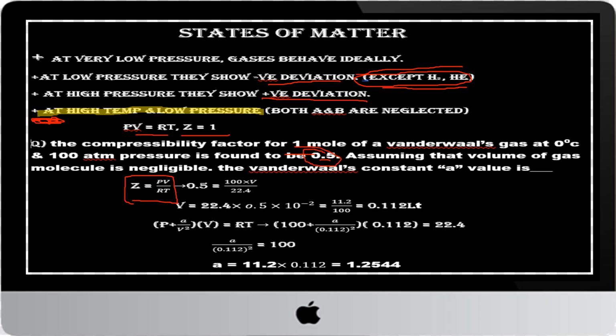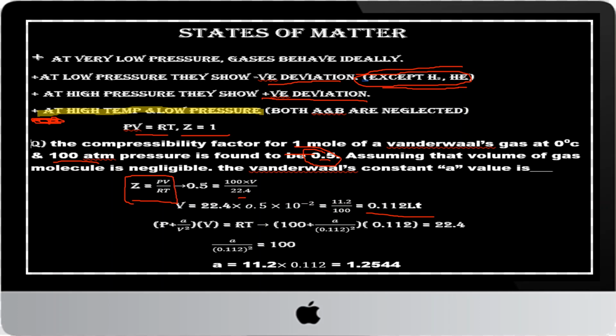So 0.5 equals pressure 100 atmosphere times the volume we need to find, divided by 22.4, as the temperature is 0 degrees Celsius. Using these two terms we get 22.4. Solving this, we get V as 0.112 liter. Finally, the volume we get is 0.112 liter.